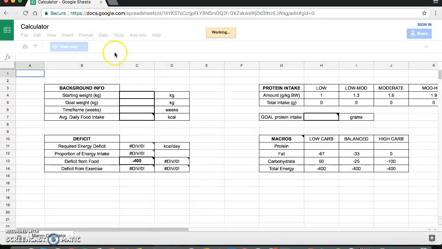Alright, so I'm going to show you how to use the macro tracking sheet, which I've just uploaded. First thing you need to do is pop in a link, which you'll find in this email or wherever you've come across this link. That will take you to the calculator, which is hosted on Google Sheets.